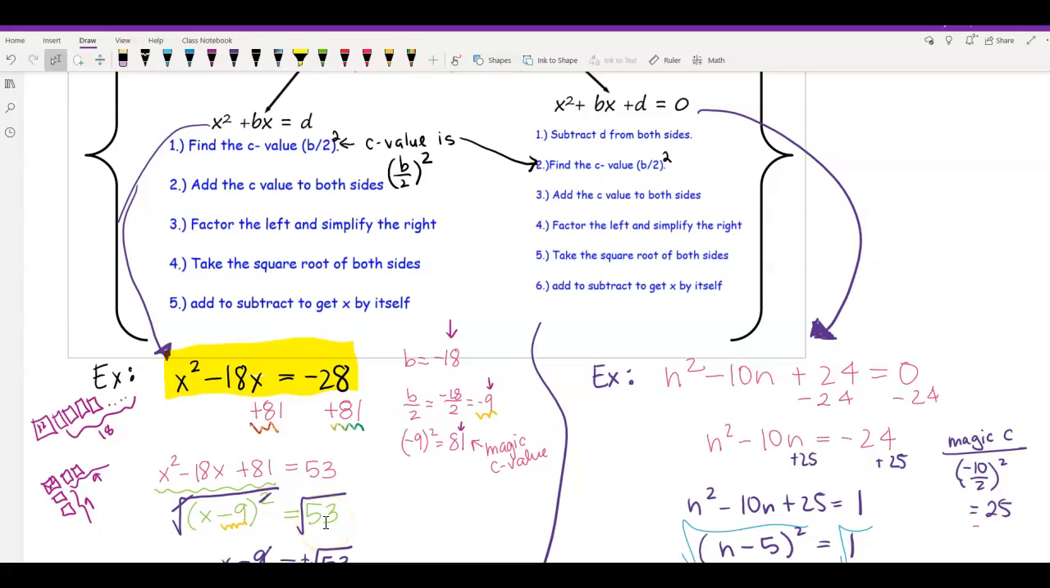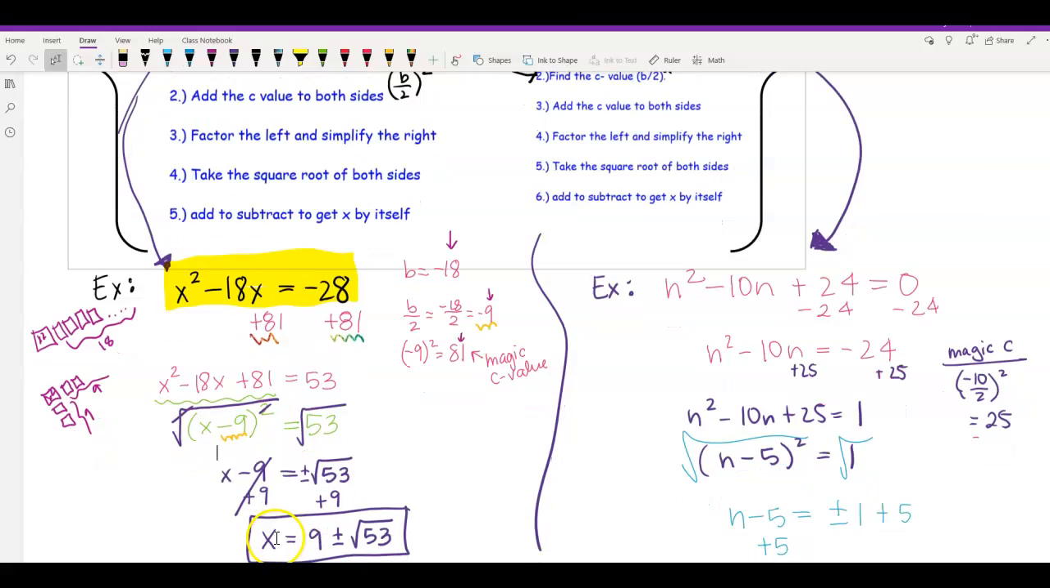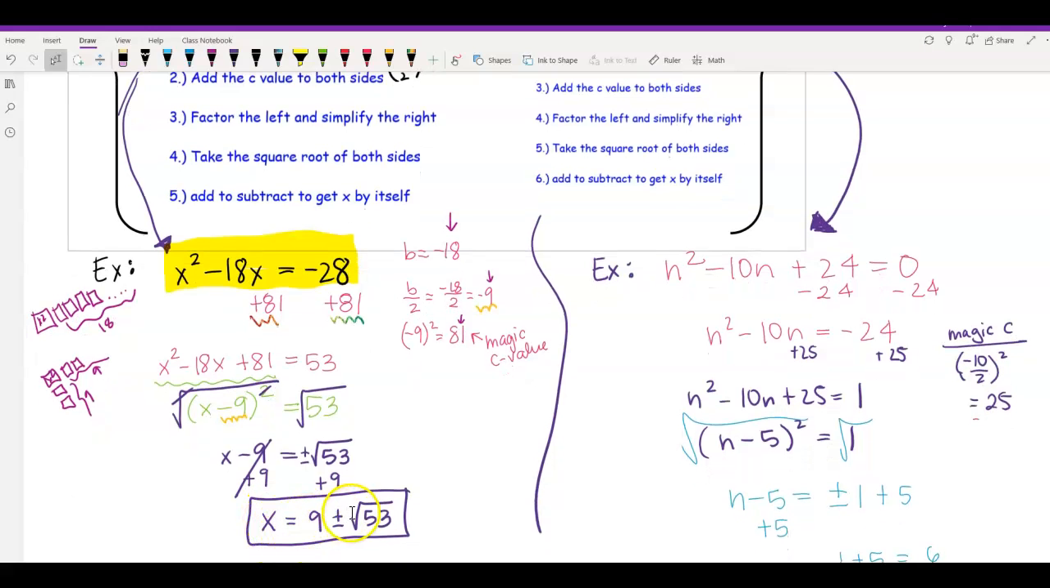And the idea here is I want to get x by itself. So let's undo the squared by taking the square root of both sides. Now, when you take the square root of a squared, those both go away. So I just have x minus 9. Square root of 53, that's not a nice number, so I'm just going to leave it as the square root of 53 right now. Now I have x minus 9 equals a square root, and then I'm going to add 9 to both sides to get that x by itself. So my final answer here is x equals 9 plus or minus the square root of 53.